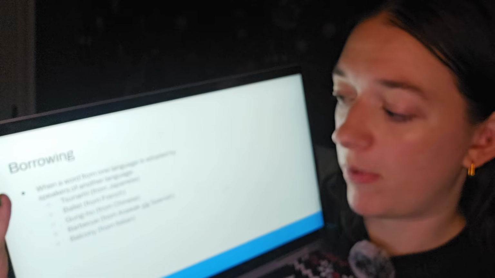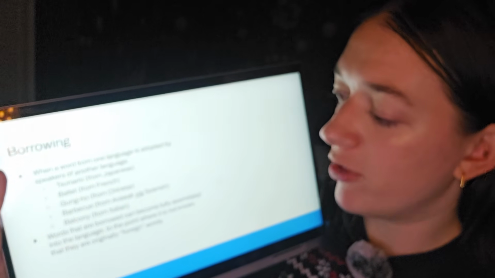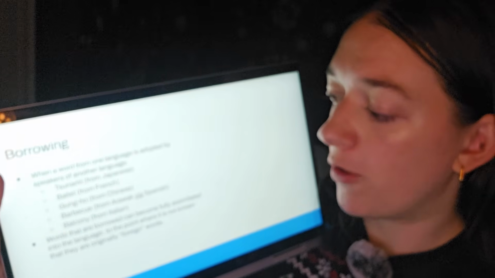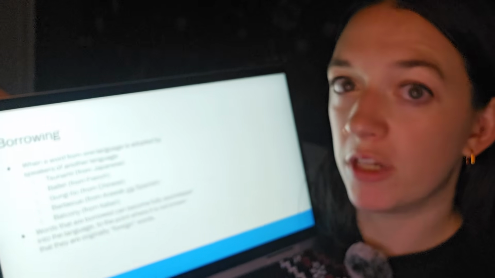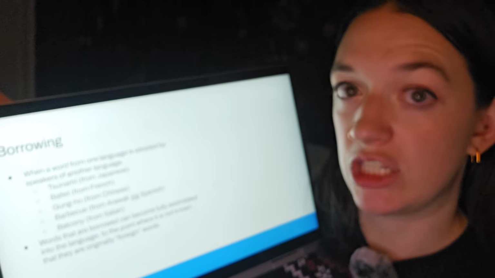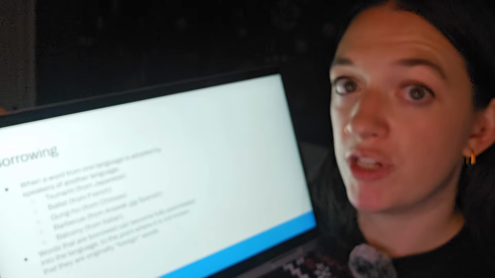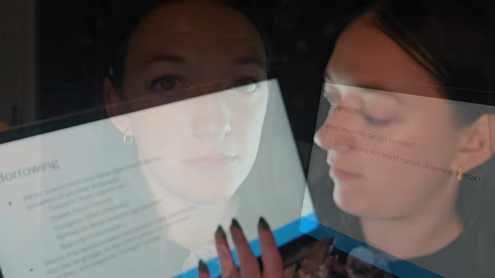balcony from Italian, and words that are borrowed can become fully assimilated into the language to the point where it is not known that they are originally foreign words. I'd say it's things like, everyone knows that the word tsunami is Japanese, but maybe not everyone knows that balcony originally didn't exist in English and it was borrowed from Italian.